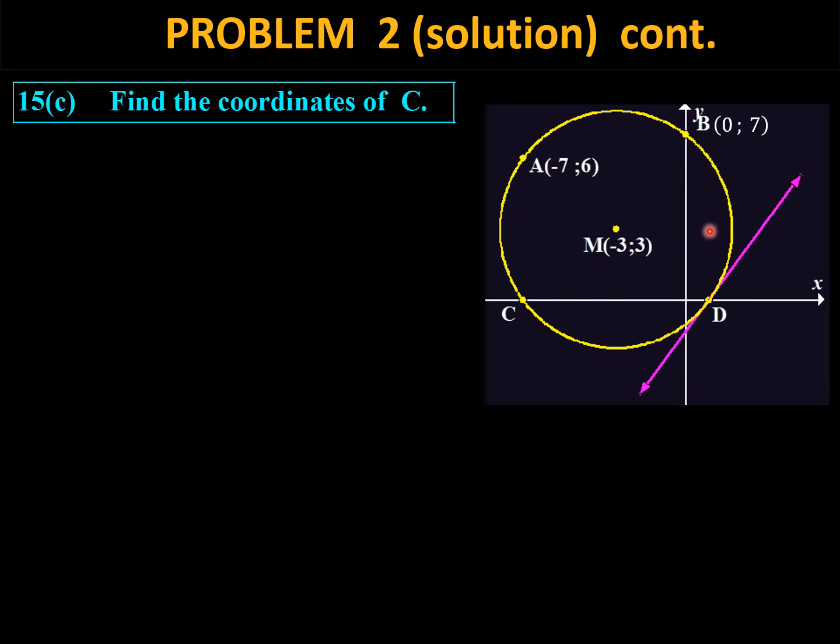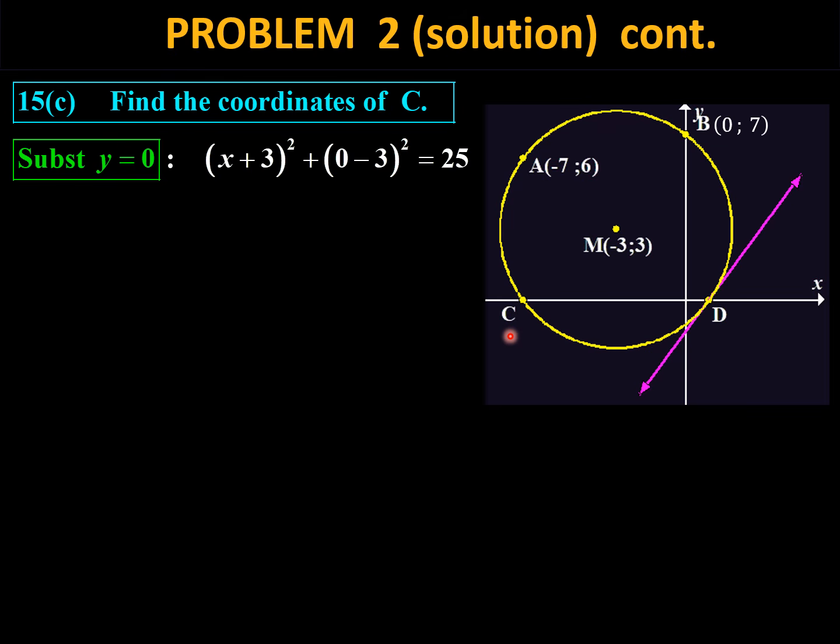Find coordinates of C. What do we say? Where is C? That's right. C is on the x-axis, and if it's on the x-axis, the y-coordinate is 0. Where else is C? C is on the circle, so I will have to substitute that 0 in the circle's equation, right? Substituting the 0, that's y equal to 0, and 3 squared is 9.